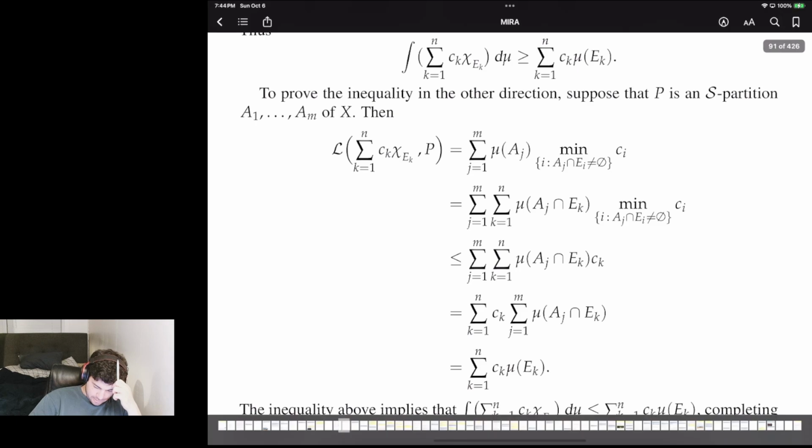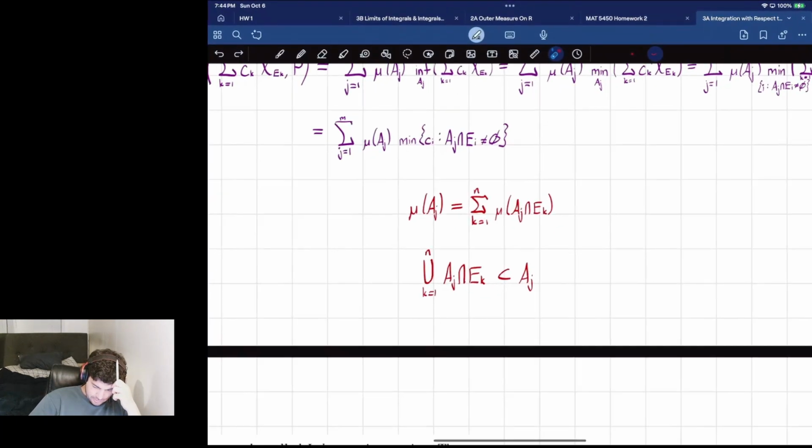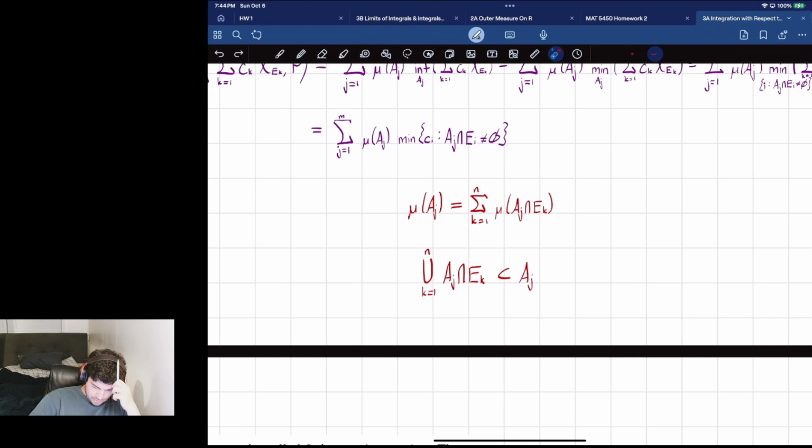How do I think about this? The measure of A_j is equal to the sum of the measures of A_j intersect E_k. Okay, that makes sense. And the union makes sense.